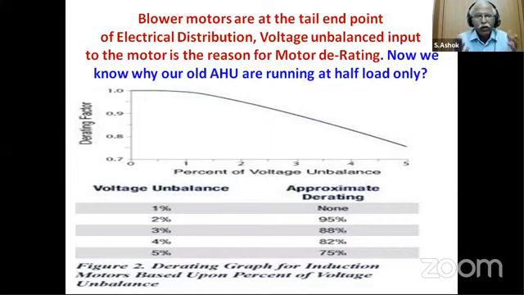Let us say your blowers are running at half the load, definitely the air circulation inside the premises is getting affected. So you see the voltage input in each of the three phases of the given blower. Any motor is a three-phase balanced motor only, but if it is getting an unbalanced input, definitely the blower motor gets derated by 25% if it is a 5% unbalance. So let us see to it that the unbalance does not happen at the input of the blowers.